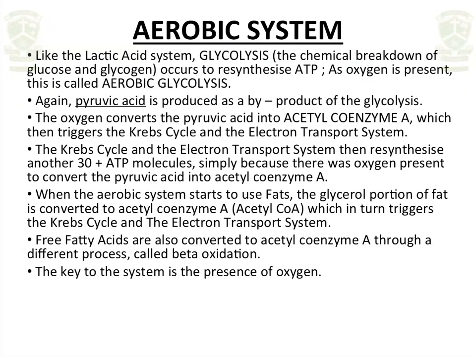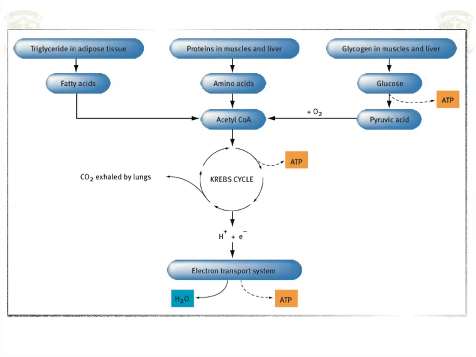We'll have a look. This is obviously the background information for it. We'll have a look at this in diagrammatical form. But you see over here on the right-hand side, the glycogen in the muscles or liver break down into glucose. This then resynthesises 1 or 2 ATP molecules. The byproduct of that resynthesis is this pyruvic acid.